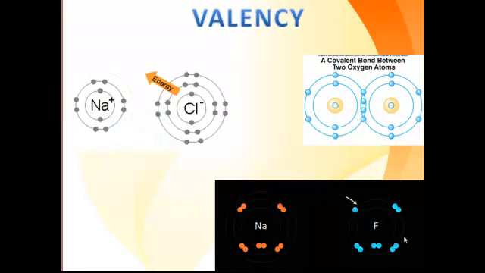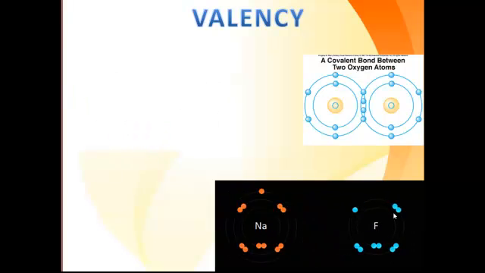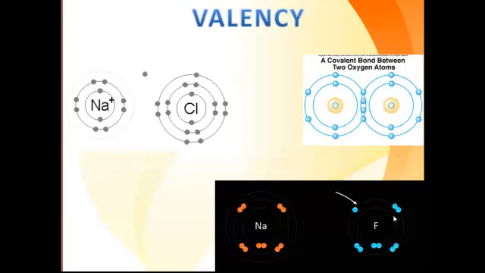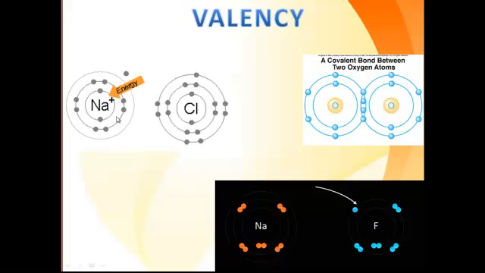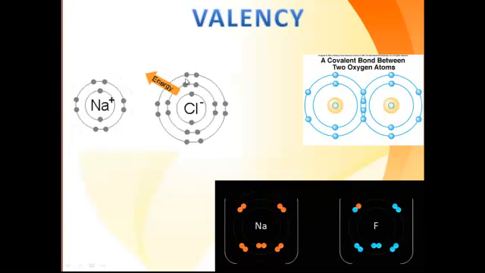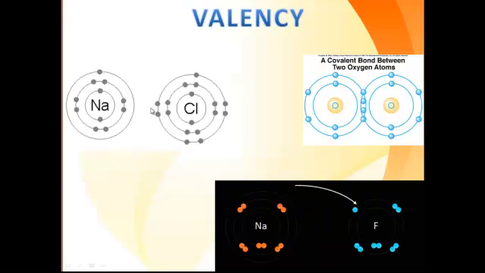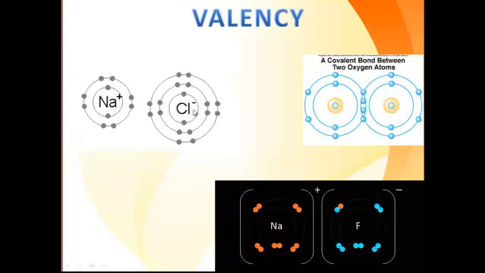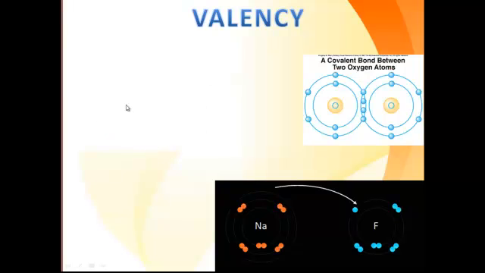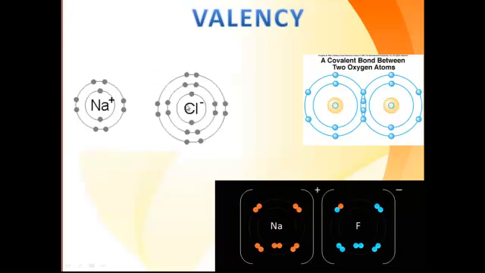The valency. To understand the meaning of valency, look at these examples of chemical reactions. Example number 1, formation of sodium chloride. During the formation of sodium chloride, the sodium atom tends to lose the outermost electron, as you can see, and changes into a positive ion, while the chlorine atom tends to gain this electron and changes into a negative ion. This electron whose loss or gain is called valency.